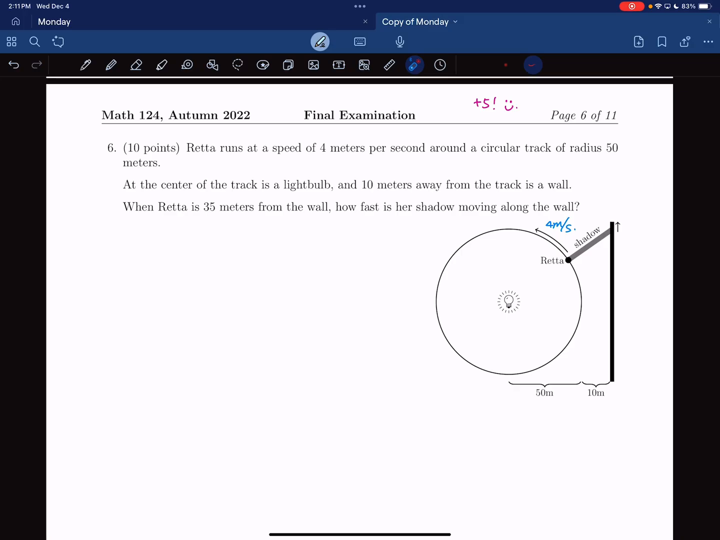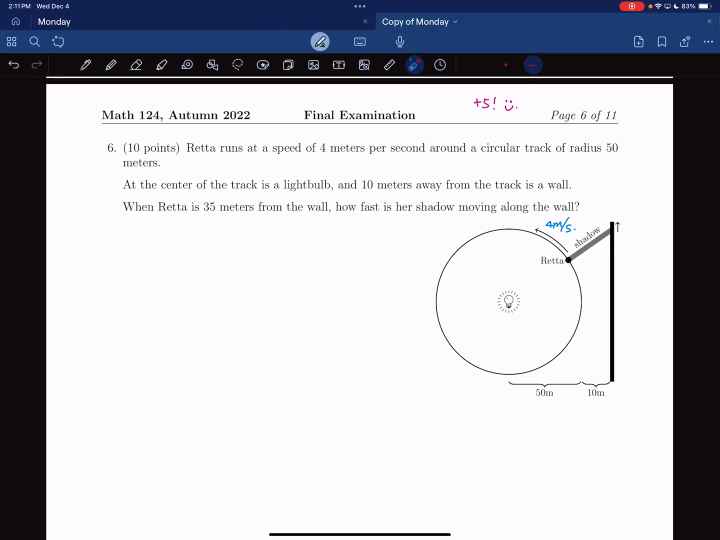Now at the center of the track is a light bulb. There's a very nice light bulb here, shining, and it's 10 meters away from the track. So there's 10 meters away from the track, there's a wall. Now, here's what the question asks. When Retta is 35 meters from the wall, how fast is her shadow moving along the wall?